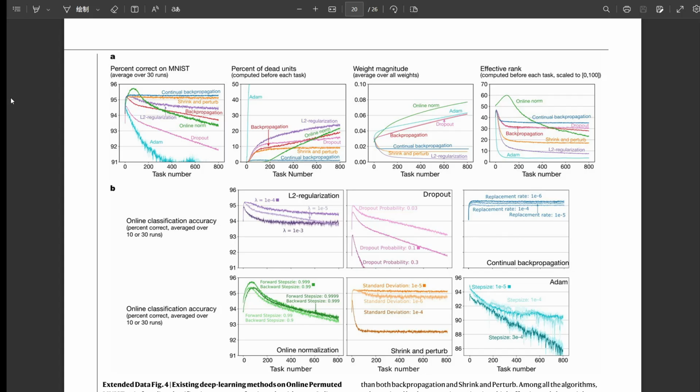And internally, did it fix the issues there too? Yep, it kept dormant units low, stable rank high, and weights stable. It seemed to mitigate all three correlates successfully, even in that complex RL setting.